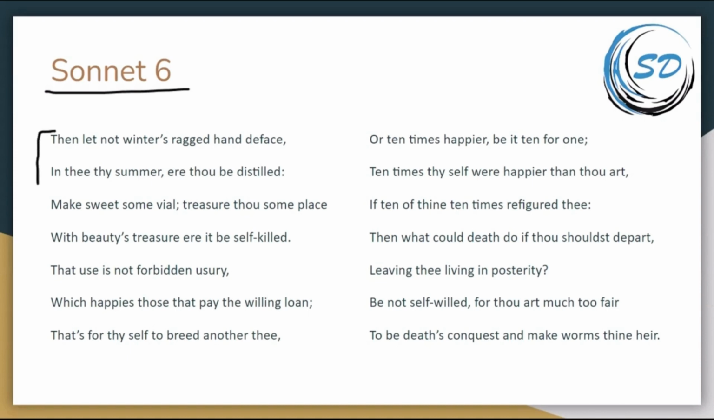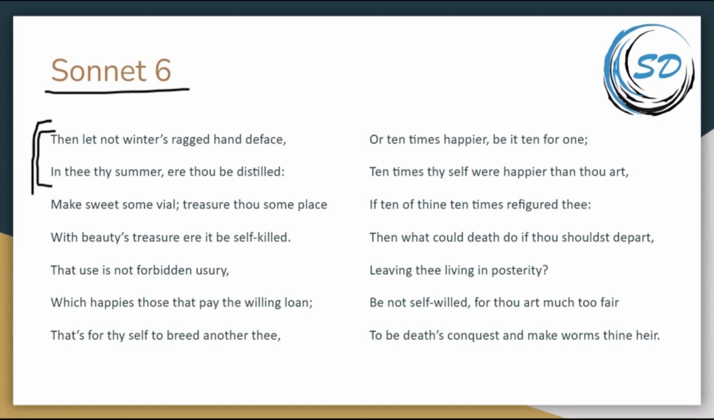The sonnet opens with the speaker cautioning against the ravages of winter, both literal and metaphorical. The line, "Then let not winter's ragged hand deface, in thee thy summer, ere thou be distilled," advises the young man not to let the harsh and destructive nature of winter erase his youthful beauty before he has the chance to pass it on. The metaphor of distillation suggests the preservation and extraction of beauty.